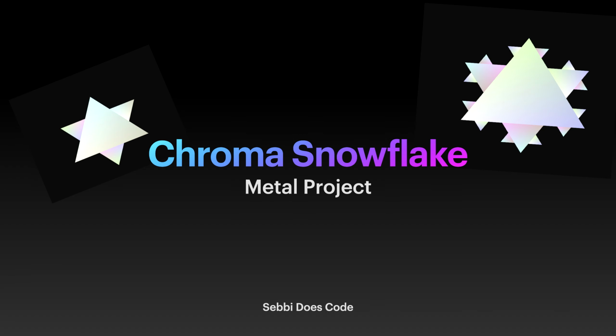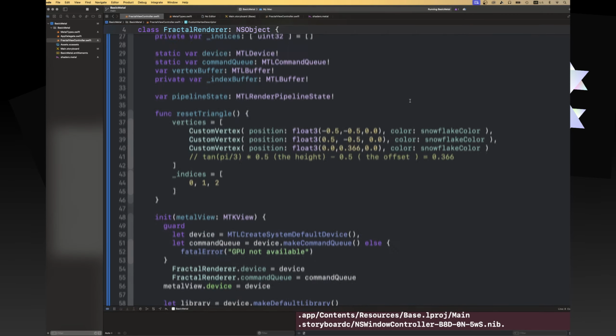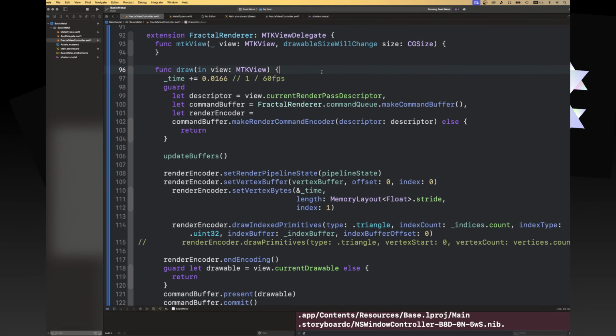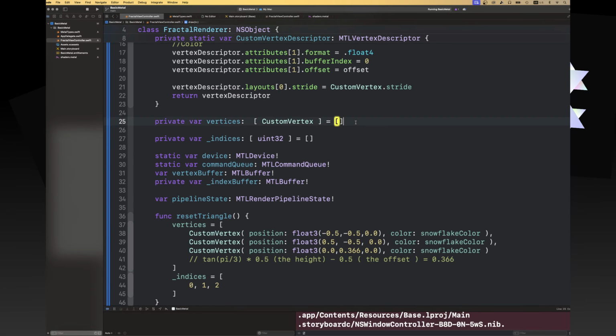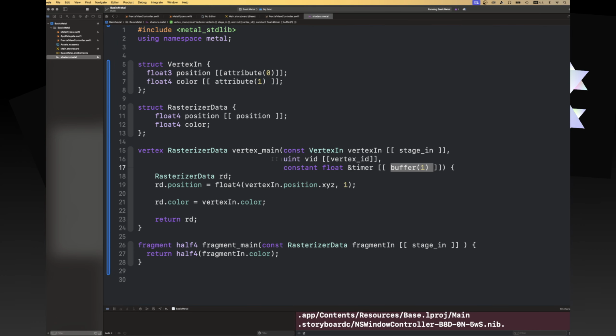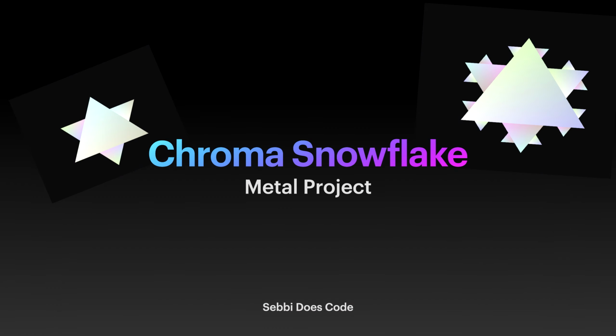This is a Metal project, so we're going to start with some Metal boilerplate code. Let's have a look. This is the Fractal renderer. It has vertices, a reset triangle function, initialization, update buffers, a draw call. We're using a custom vertex with position and color, and here are the shaders. They just draw a simple triangle.